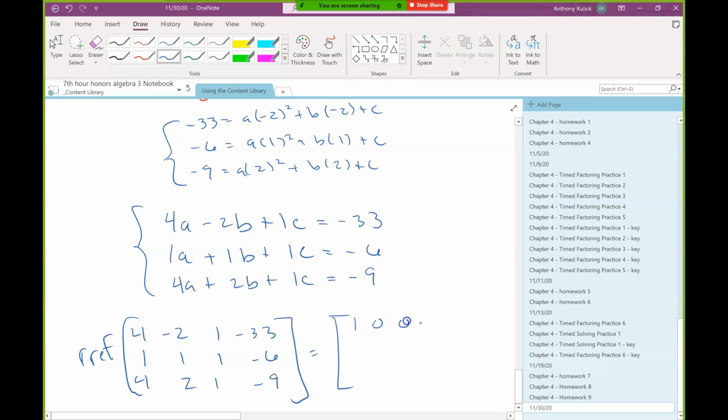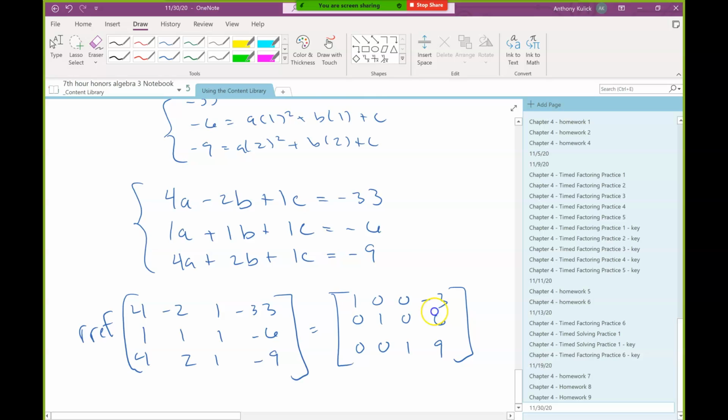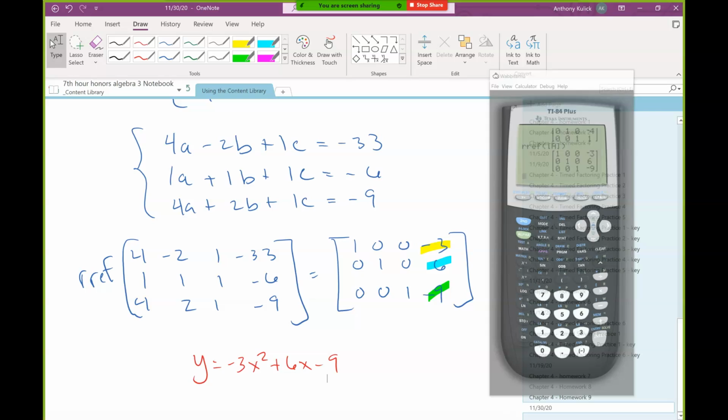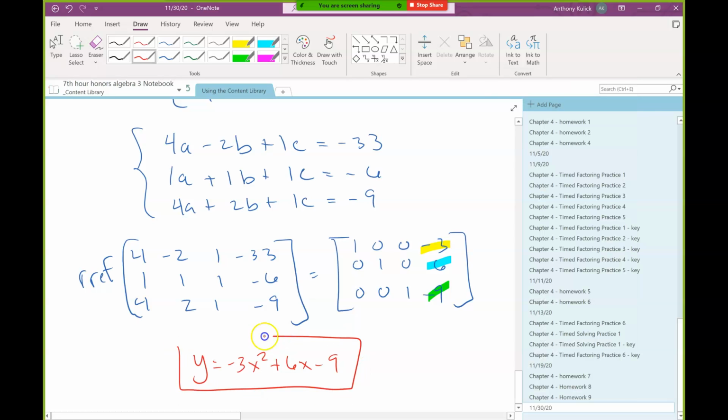So that output the matrix. This tells me my values for A, B, and C respectively. Oops, that was a -9. I just didn't copy it down right. Pretty positive. Yeah, it was. And that's all she wrote.